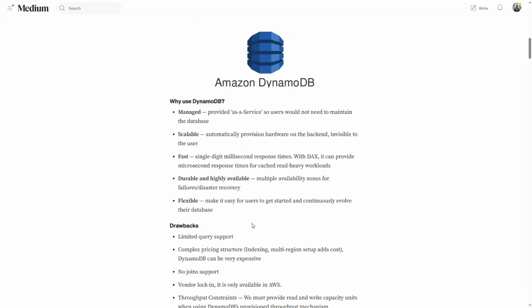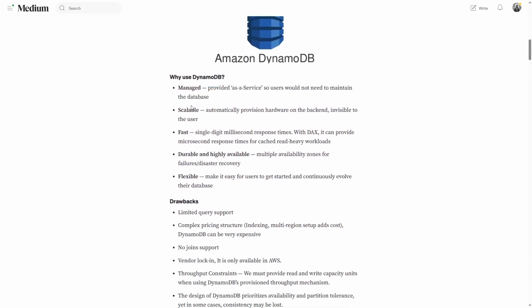Why use DynamoDB? It is totally managed as a service. It is very scalable. It follows the infinite scale kind of solution, so we can keep on adding more and more capacity, and it will handle that. It has single digit millisecond response times, slower than Redis, but yes, it is still fast.